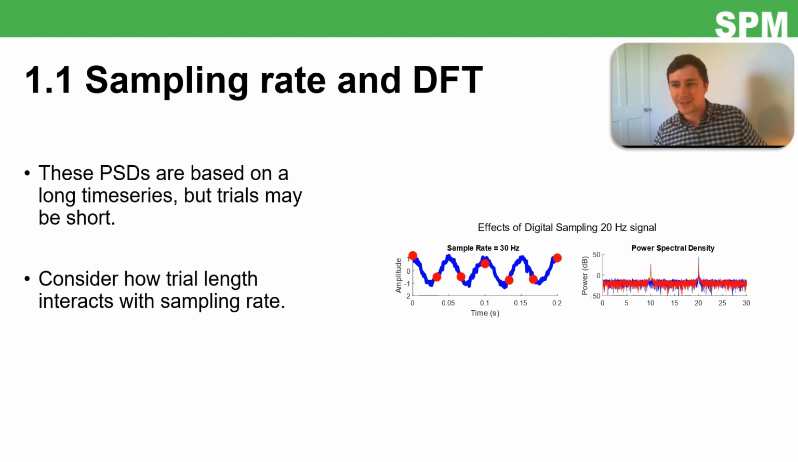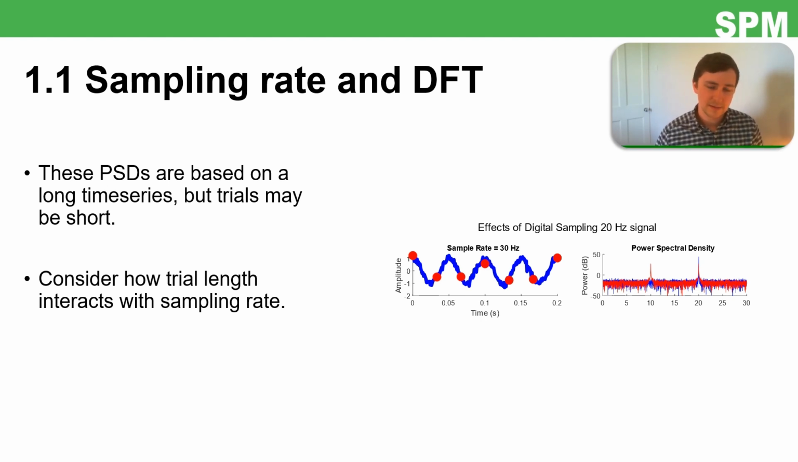Oh yeah, there is another consideration. It's actually not just the Nyquist rate. That's not the only parameter you need to think about, sampling rate specifically. You should also think about the interaction between the number of samples that you have and the discrete Fourier transform, the DFT.